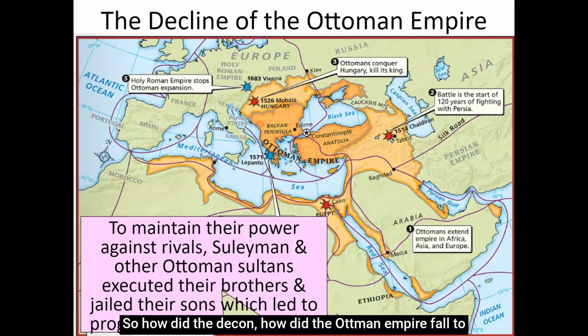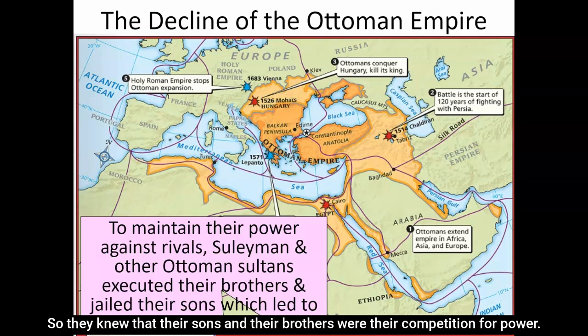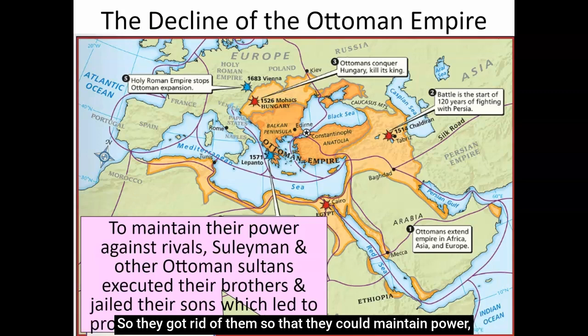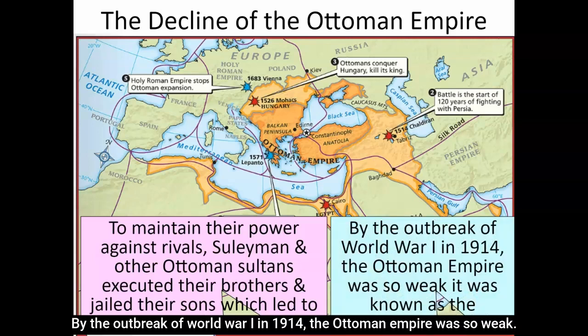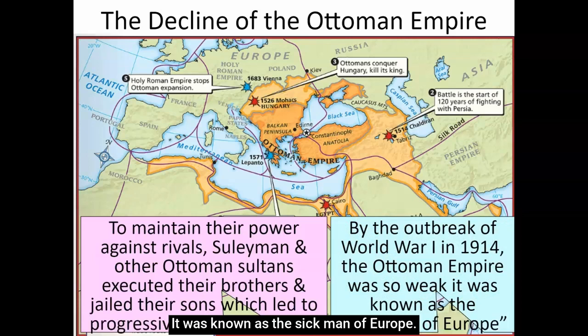All right, so how did the Ottoman Empire fall? To maintain their power against rivals, Suleiman and other Ottoman sultans executed their brothers and jailed their sons. So they knew that their sons and their brothers were their competition for power, so they got rid of them so that they could maintain power. But this kind of backfired because it led to progressively weaker leaders because all the strong ones had been taken out. By the outbreak of World War I in 1914, the Ottoman Empire was so weak it was known as the sick man of Europe.